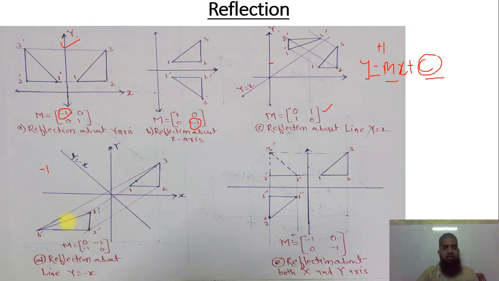If it is in the first quadrant, all the values are positive. If it is in the third quadrant, all the values are negative, minus 1, minus 1, because in the third quadrant the x value is negative and the y value is also negative. Then the matrix is 0, minus 1, minus 1, 0. In this case, the reflection is about both x and y.